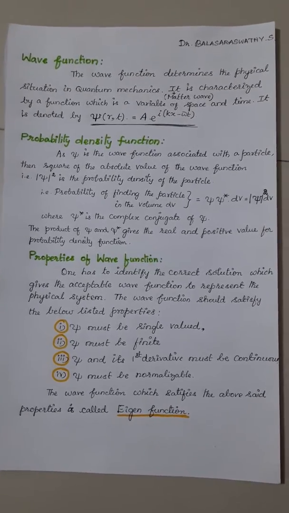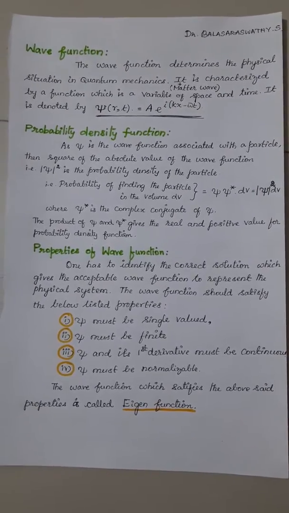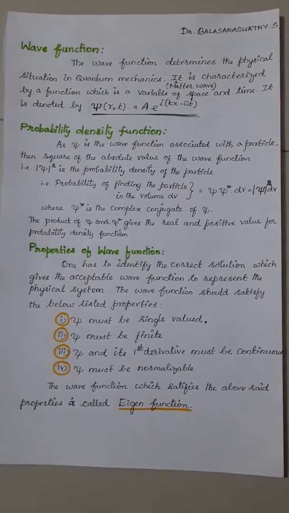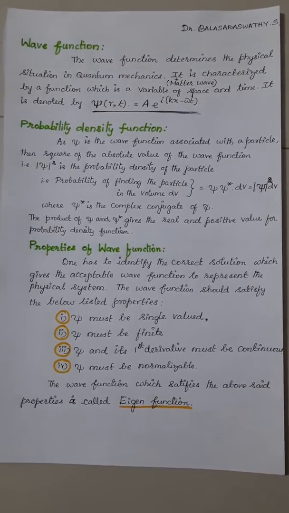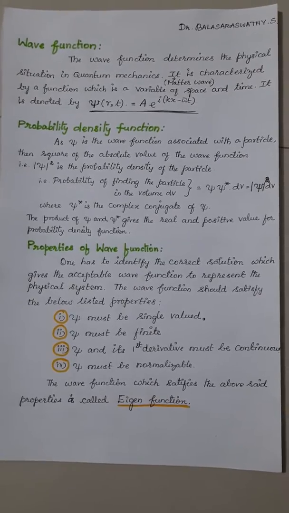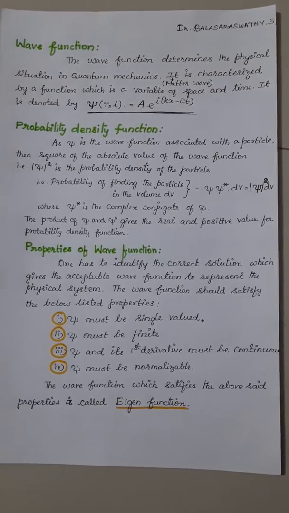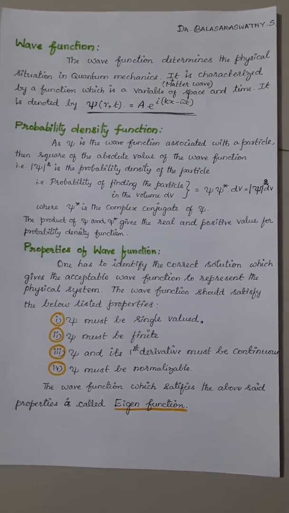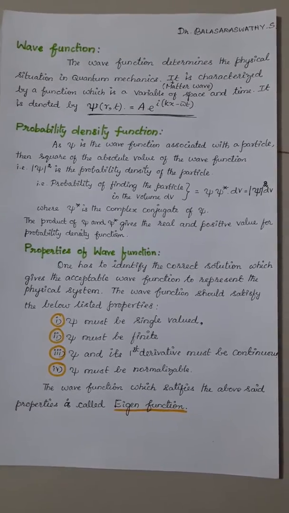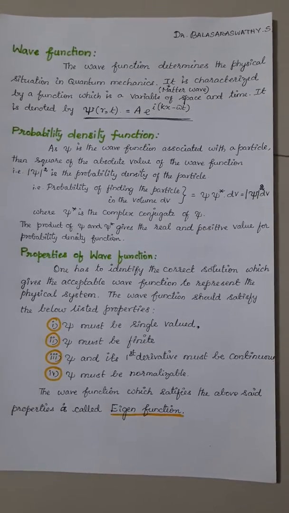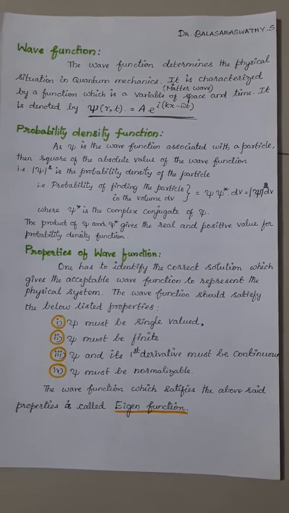Hi everyone. So in the last video we discussed the Heisenberg uncertainty principle, and we discussed the non-existence of the electron inside the nucleus, an application of the Heisenberg uncertainty principle. Today we are going to deal with the wave function.